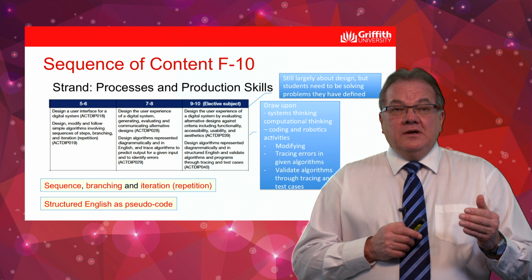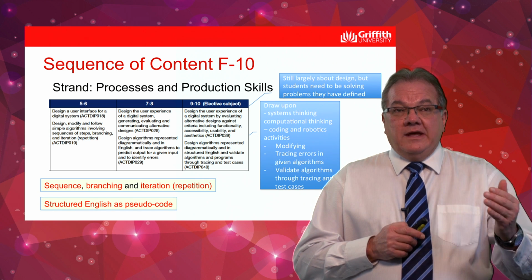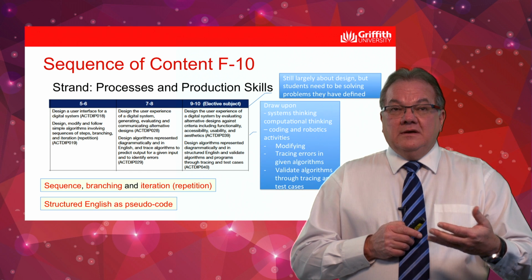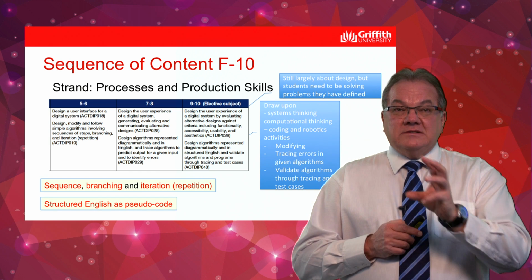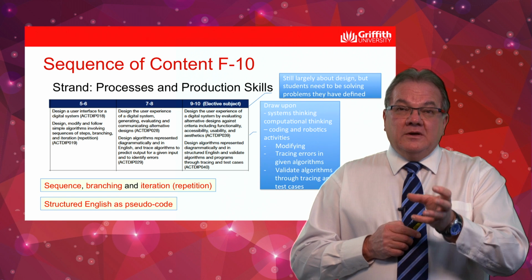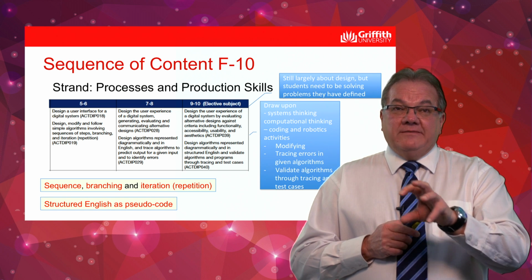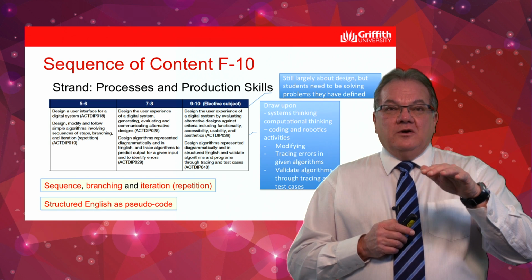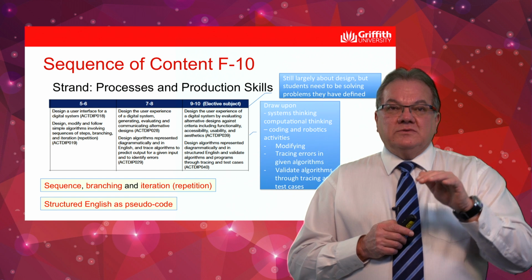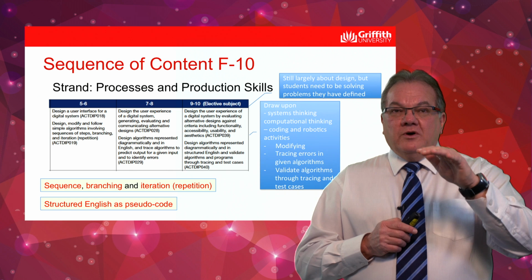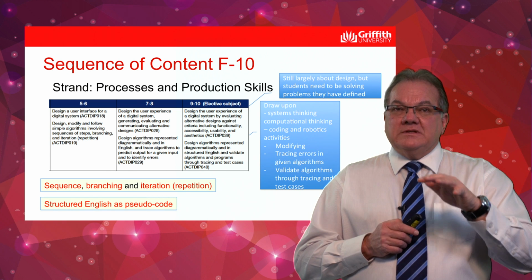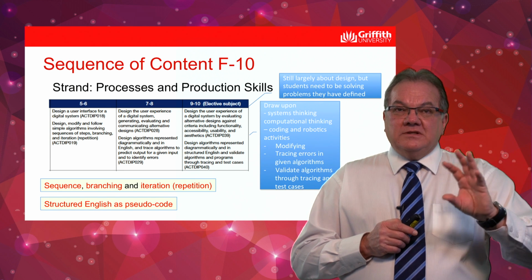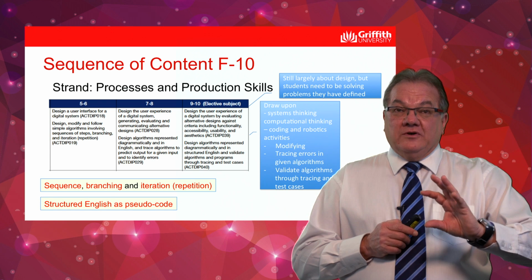As we proceed through to 5-6, we note that students are introduced to sequencing, branching and iteration or repetition, and these form the foundational ideas expected to be developed with increasing sophistication throughout 7, 8 and 9, 10. You'll see in 9-10, for example, the algorithms are to be represented diagrammatically and in structured English or pseudocode. There are also skills of modifying and tracing errors in given algorithms, and validating algorithms through tracing and test cases. It's still largely about design, but the students need to be solving problems they've defined.